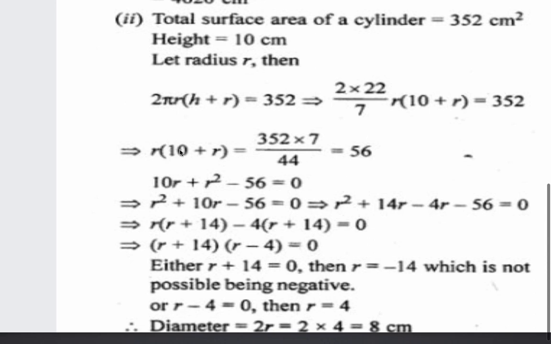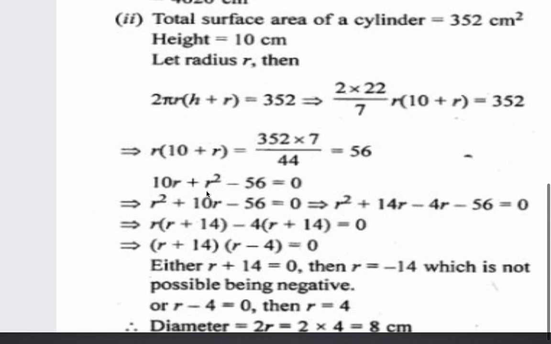Now, since there is a value outside the bracket, that means the relationship is of multiplication. Work out. What do we get? 10 into r, 10r, r into r, r square. Bring this 56 on the same side, we get minus 56 equals 0. So here we are getting a quadratic equation, as I told you all.